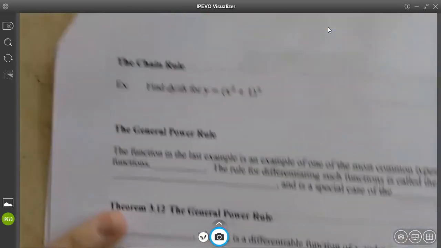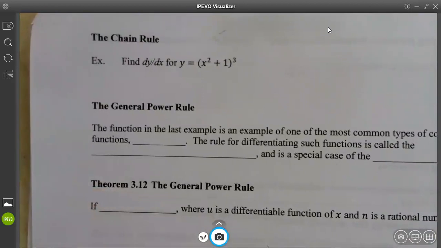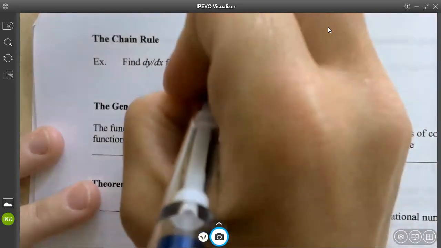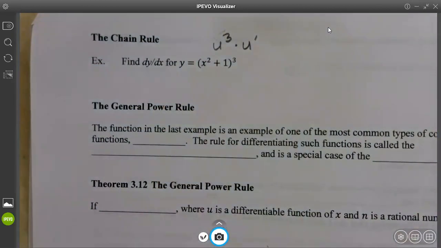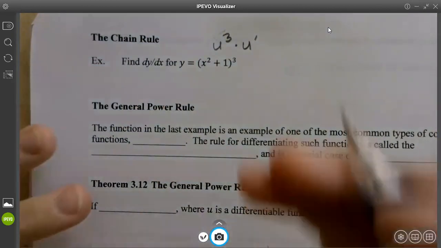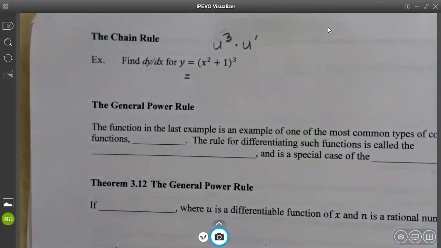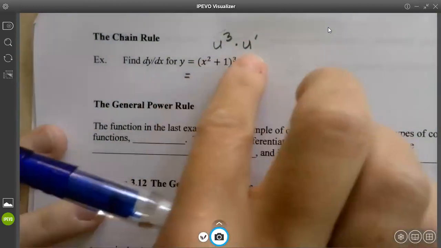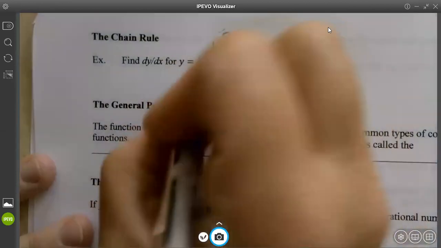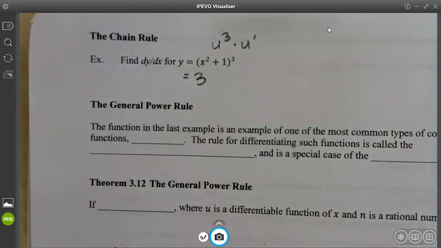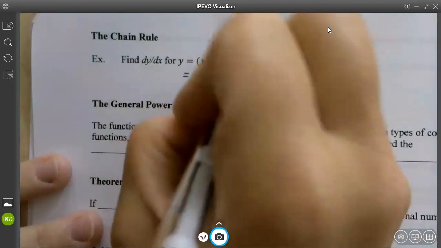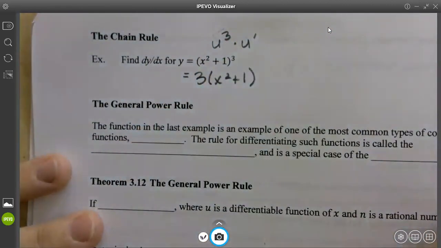All right. Find dy dx, find the derivative, for y equals x squared plus 1 to the third. So this is how they like to write it. We want to find the derivative of u to the third and then multiply it by that u prime. So treat this like it's x to the third. How would you find the derivative of x to the third? Okay, so the 3 is going to come down. We would put the x back, but on this one, we're going to put the inside back.